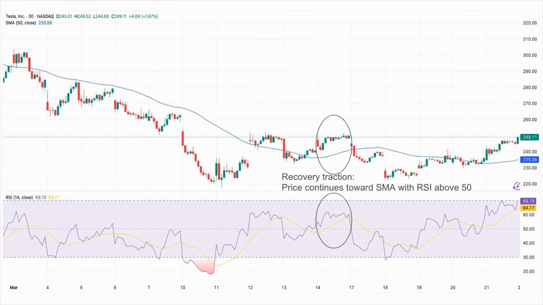On March 14th, Tesla's price initially continues its recovery attempt toward the 50-day SMA, with RSI maintaining readings above 50, showing continued bullish momentum. This synchronized movement suggests the recovery was gaining traction rather than failing.